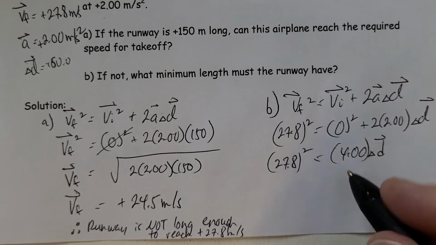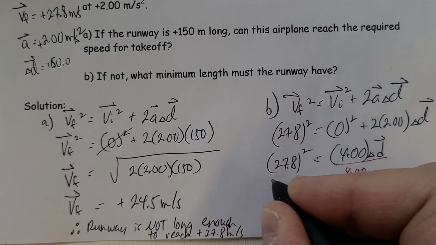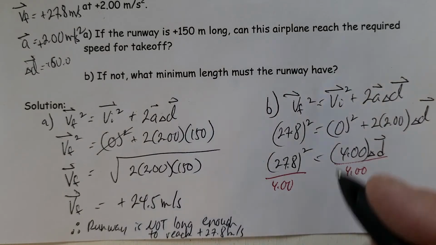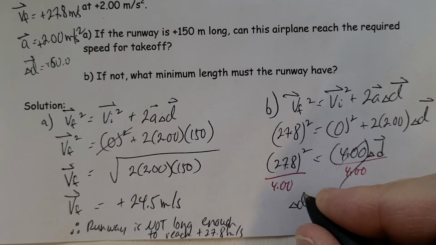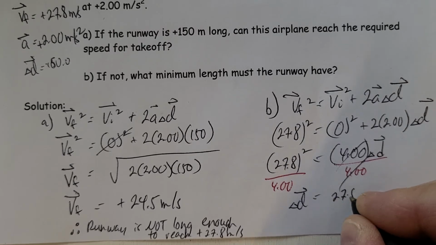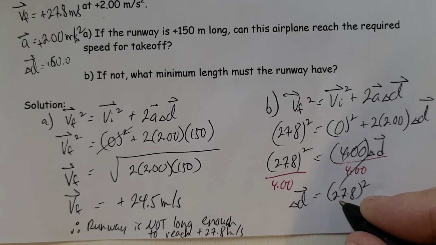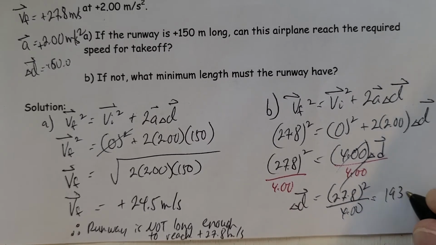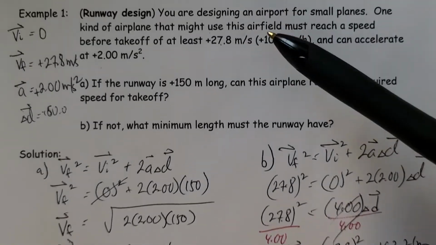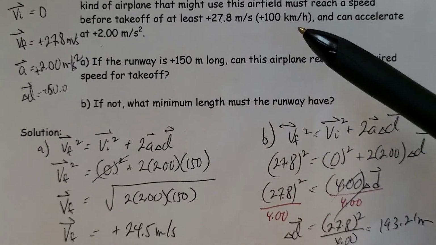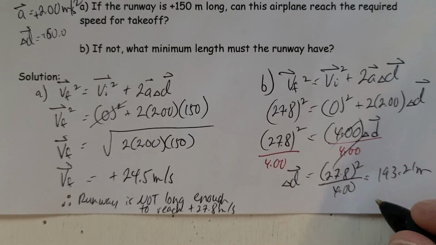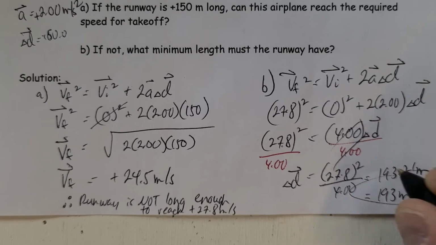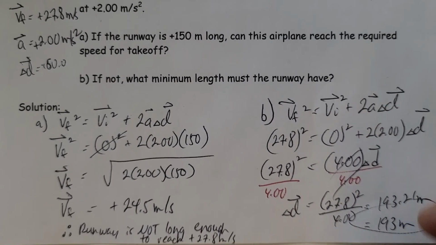And of course here, to solve for D, I'm going to get D is equal to 27.8 all squared divided by 4. And that works out to be 193.21 meters. If I'm looking at sig figs, with the exception of the 100 here, I have about 3 sig figs, so I can say this is 193 meters. So that's the minimum I need.